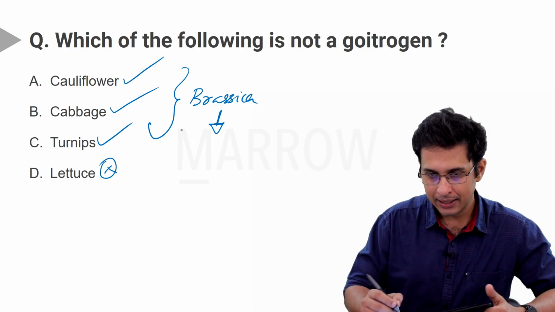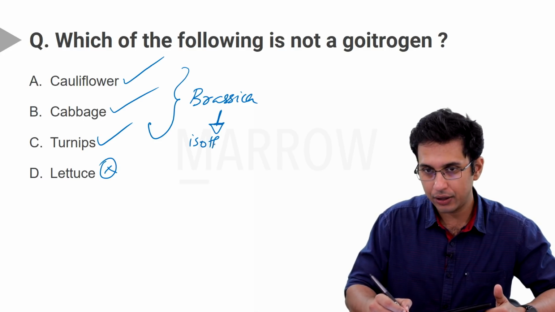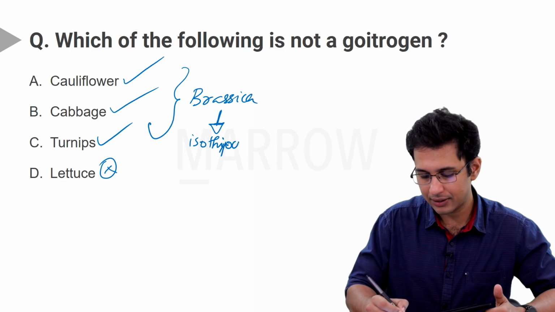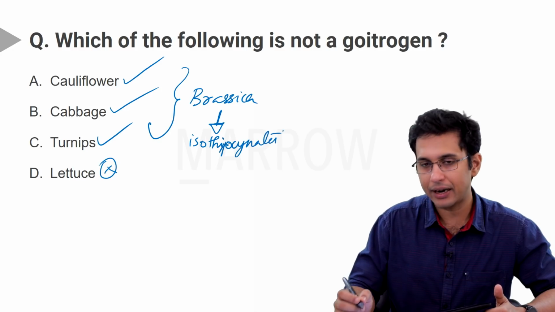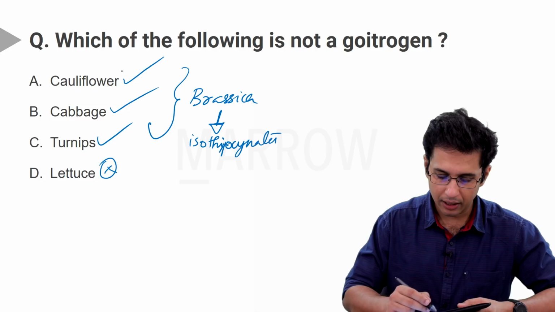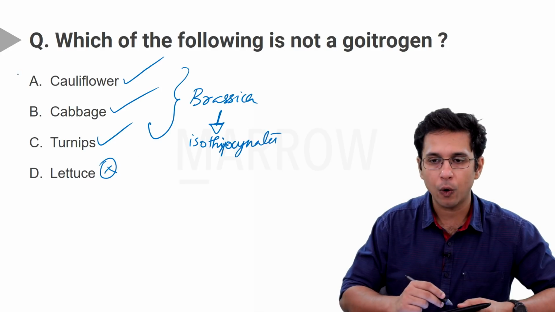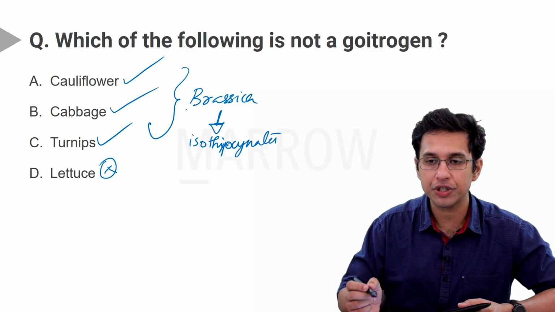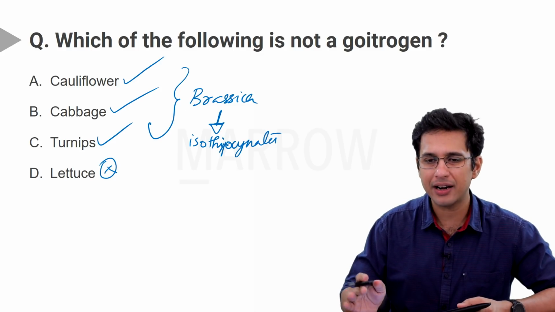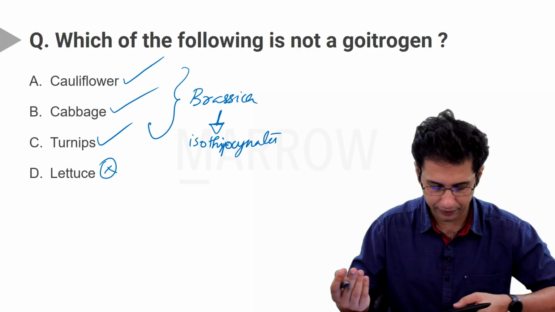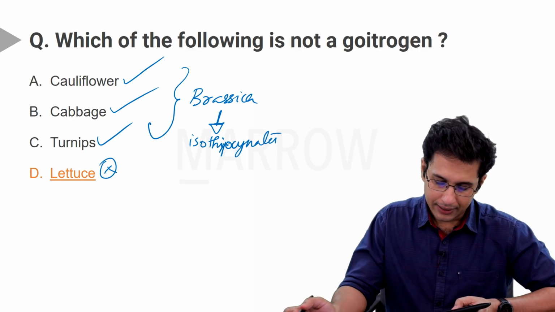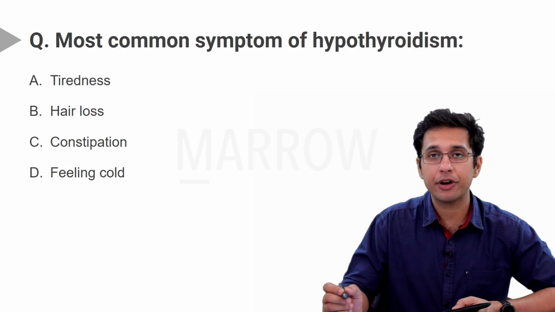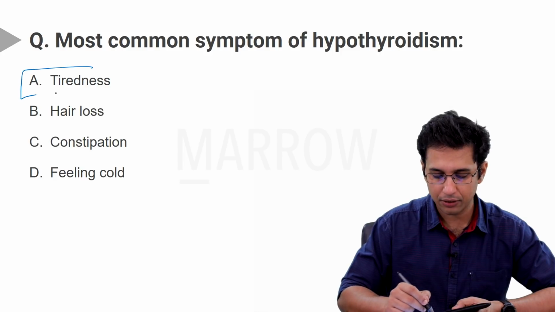This has isothiocyanates. Sort of acts like the thionamide. Okay. So these three can cause hypothyroidism, and it is a goitrogen. Some other peanut, soya milk, radish also can actually cause some kind of goitrogenic effect, and cassava. Answer is lettuce here.